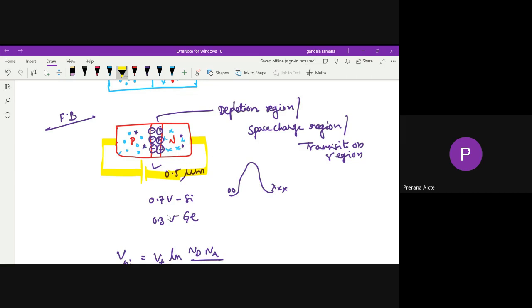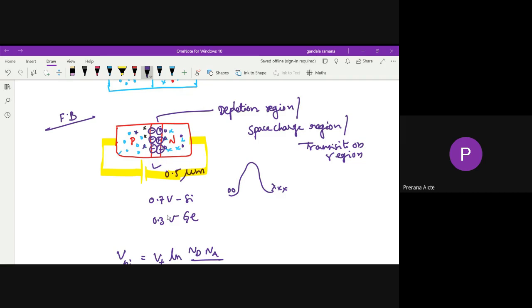So here, when electrons move from here to here, that is called injected minority carriers. Similarly, if holes go from here to here, that is also called injected minority carriers. Holes are injected minority carriers.